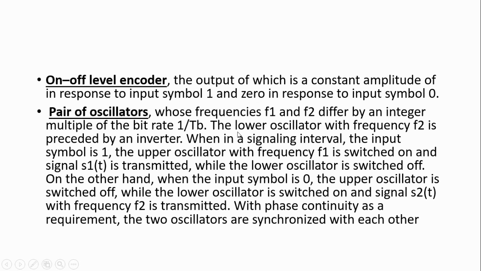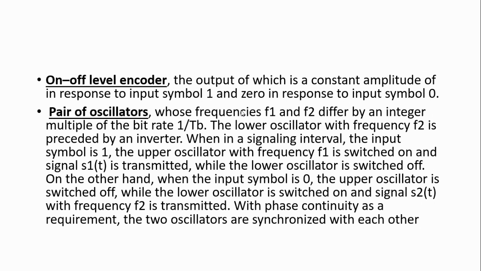And then a pair of oscillators. Two different frequencies are used: f1 of t and f2 of t. These f1 of t and f2 of t differ by a multiple of the bit rate, 1 by Tb. The lower oscillator frequency is f2, and it is preceded by the inverter.